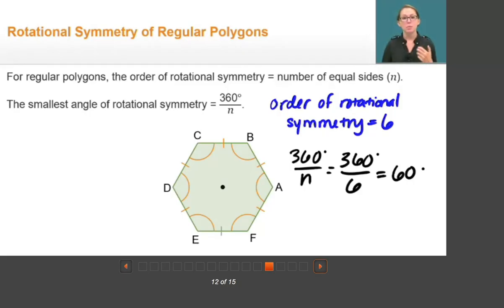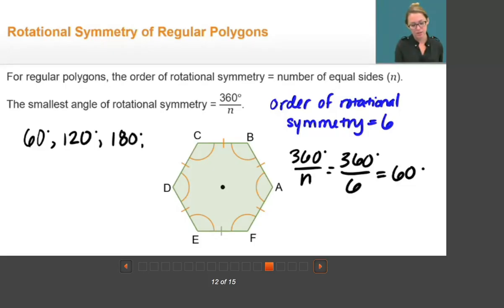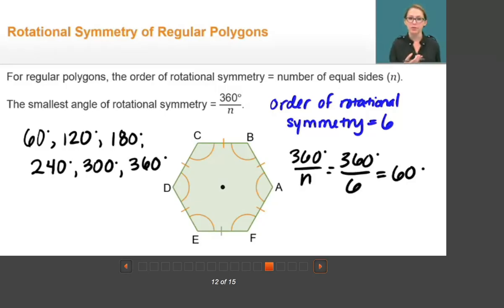onto itself. And when we find the order of rotation, we just count positive angles less than or equal to 360 degrees. So when we do that, we have 60 degrees, 120 degrees, 180 degrees, 240 degrees, 300 degrees, and 360 degrees. And remember, we always include the 360 degrees. So notice that we count each time by 60 degrees because that's our smallest angle of rotation. And remember, all multiples of the smallest angle are angles of rotational symmetry.